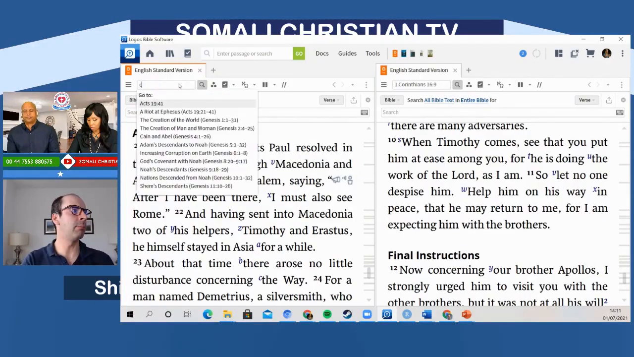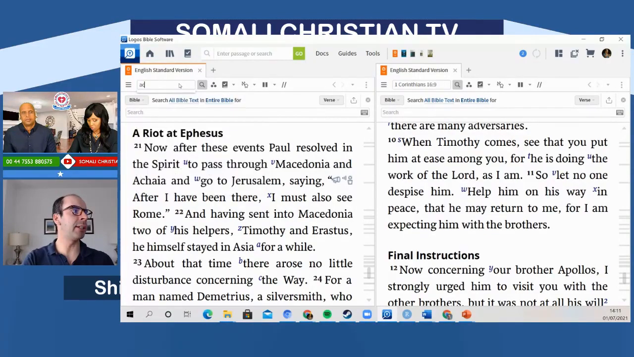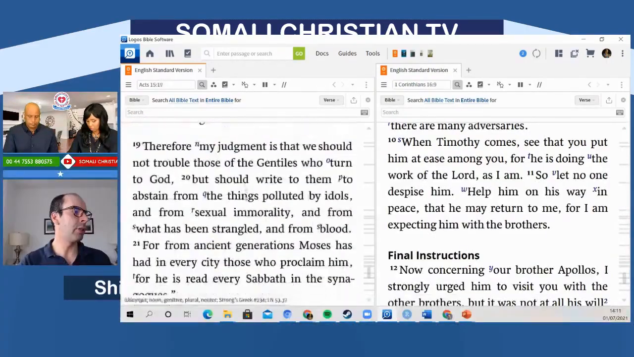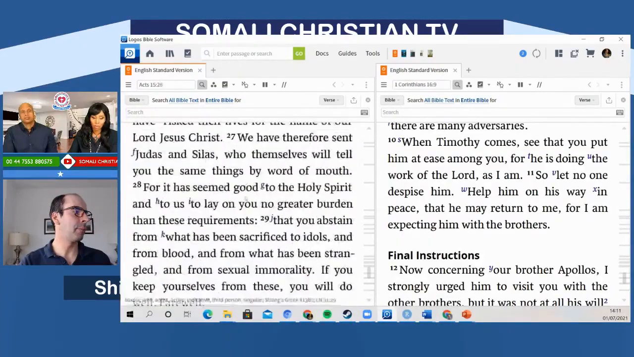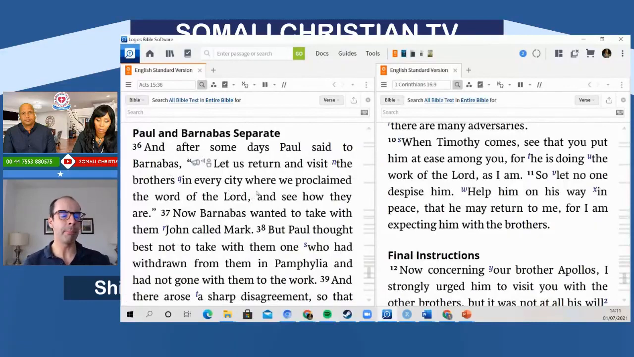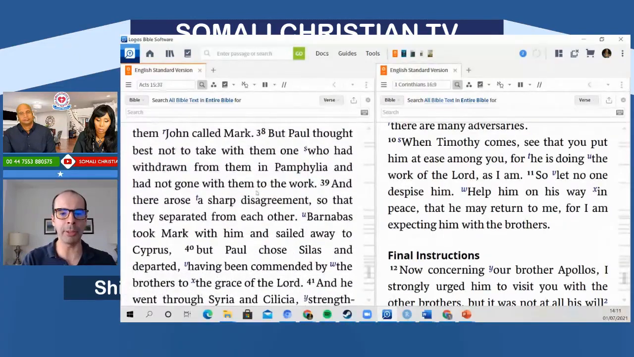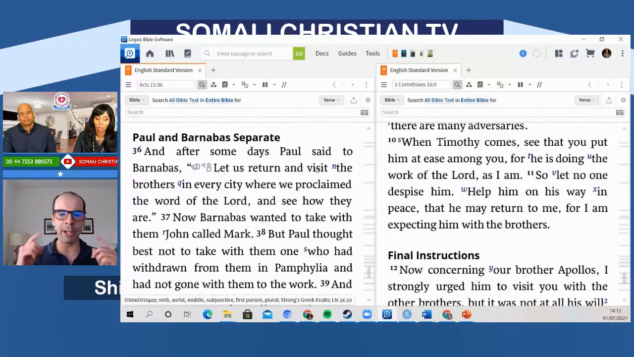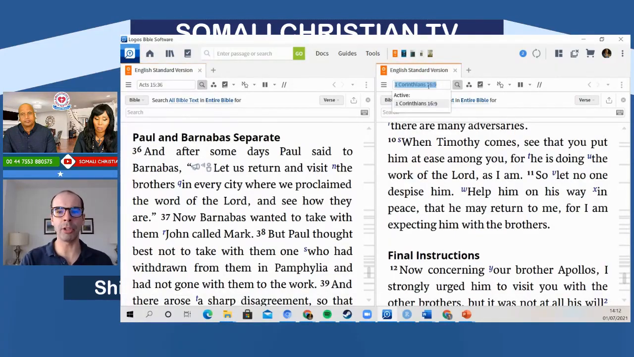For example, in Acts 15, we read about Paul's second missionary journey, and remember that Paul and Barnabas separate because Barnabas had withdrawn from Paul and Barnabas in Pamphylia, and so it causes this sharp disagreement such that they split company. And it raises an interesting question in the mind of the audience: why is Barnabas so keen for Mark to travel with them, even though he's abandoned them in Pamphylia on a mission trip?